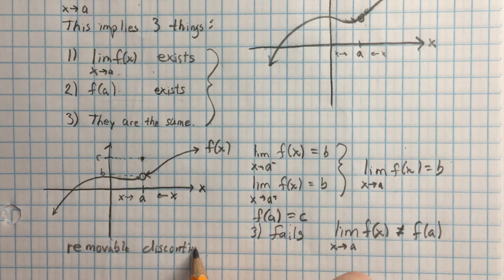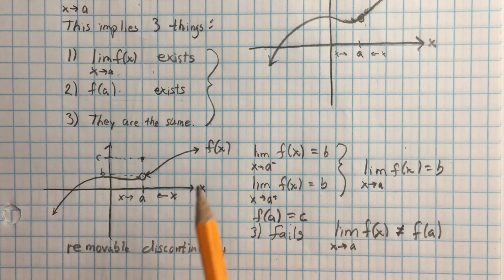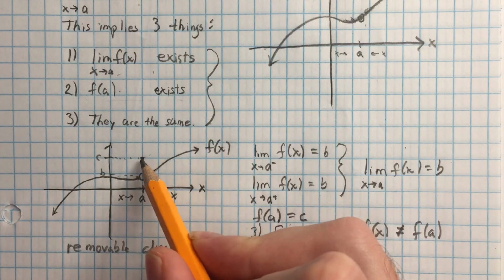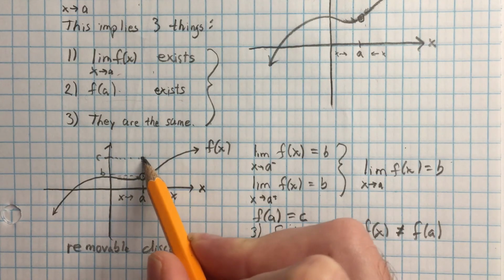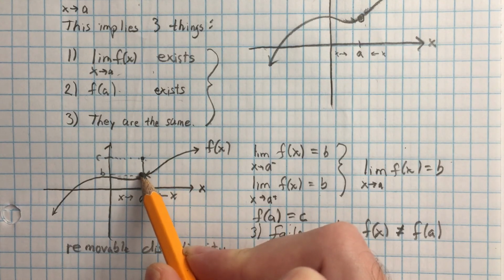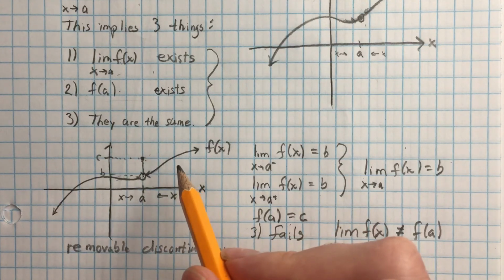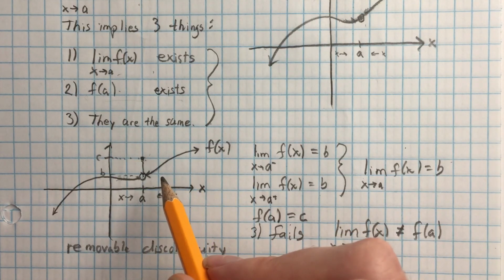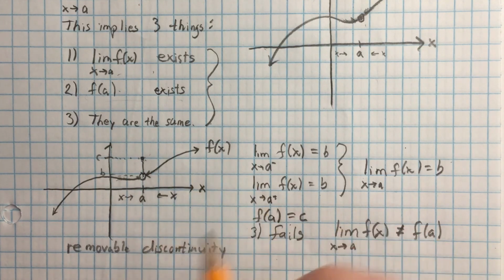Removable, because if I simply redefine the function in a very small way. That is, if I defined f of a to actually be b instead of c, in a sense, the hole would then align with the point, and the curve would flow straight through here, making it continuous. So because it only takes a very small redefinition of the function to render it continuous at that location, it is called removable discontinuity in that case.